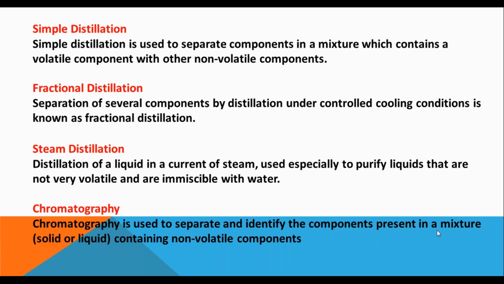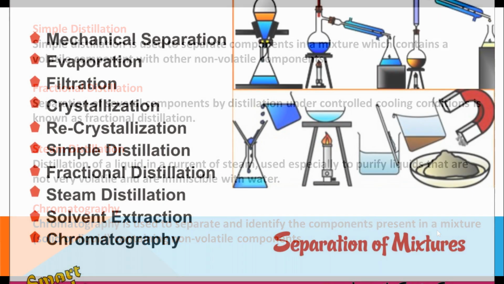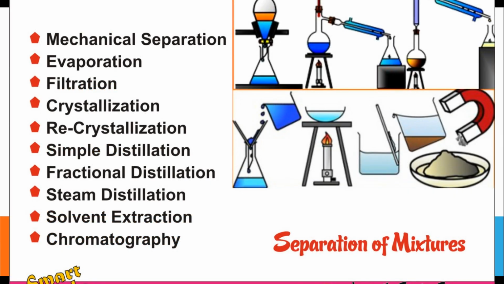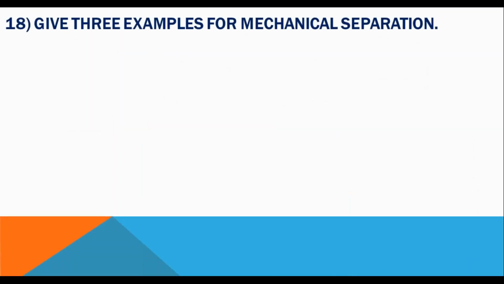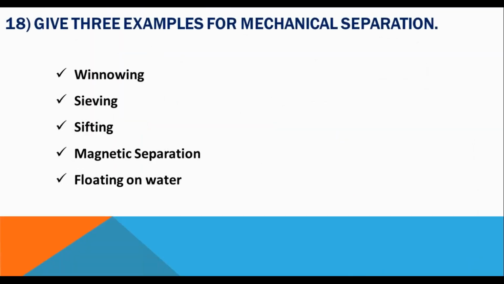So this is chromatography. What are the methods that we have discussed now? Mechanical separation, vaporization, filtration, crystallization, recrystallization, solvent extraction, simple distillation, fractional distillation, steam distillation, and chromatography. There are 10 physical methods that we have learned. The next question: give 3 examples of mechanical separation. Winnowing, sieving, sifting, magnetic separation, floating on water.